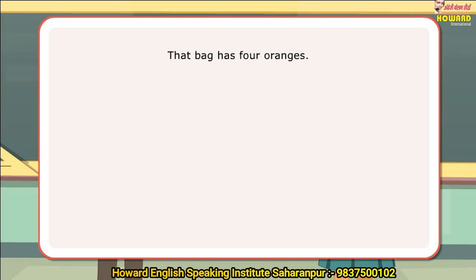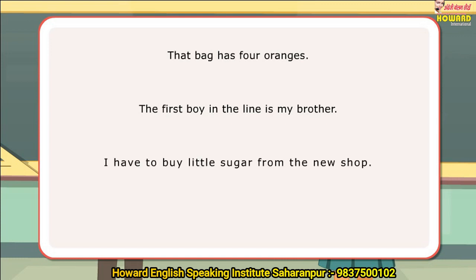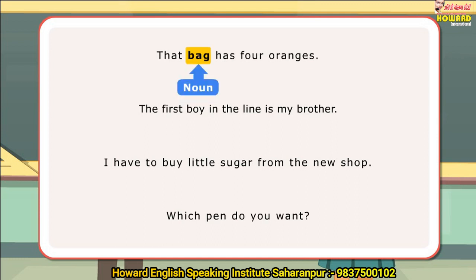That bag has 4 oranges. The first boy in the line is my brother. I have to buy little sugar from the new shop. Which pen do you want? In the first sentence, that is a demonstrative adjective since it points at the noun bag, and 4 is an adjective of number since it speaks about how many.